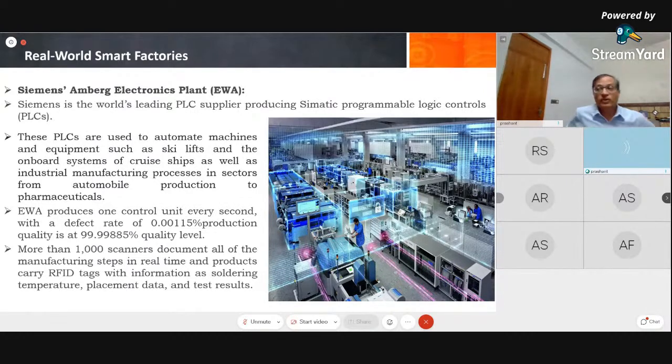To achieve this, what they've done is they put more than 1,000 scanners. They document each and every step of the manufacturing process in real time. And the products all have RFID tags on them. So they gather all the information and sort out any defective part in the process until the finished product is sent out for packaging. The entire process is so robust that they have a defect rate of 0.0015%. 0.0015% means not even one out of 100. It's like maybe out of 10,000, there's one defective part, and that's also discarded.